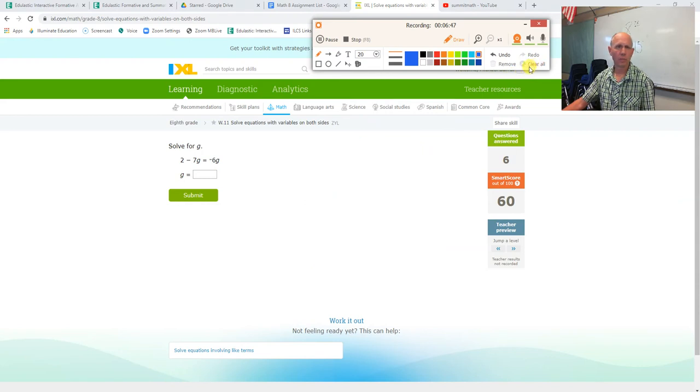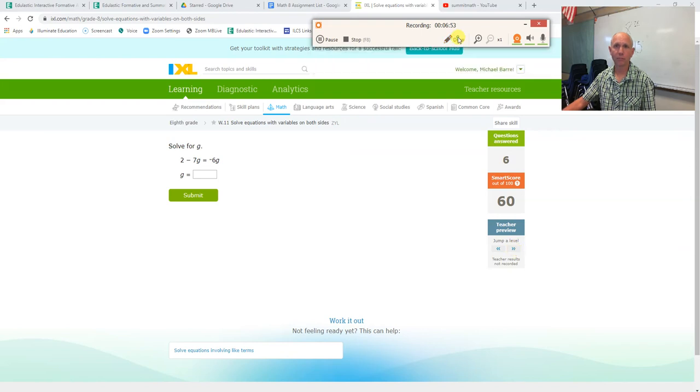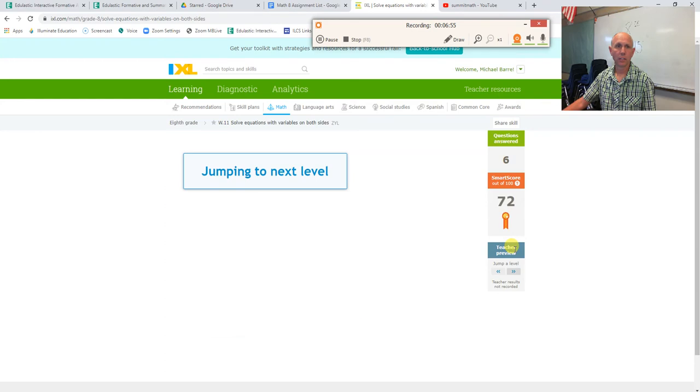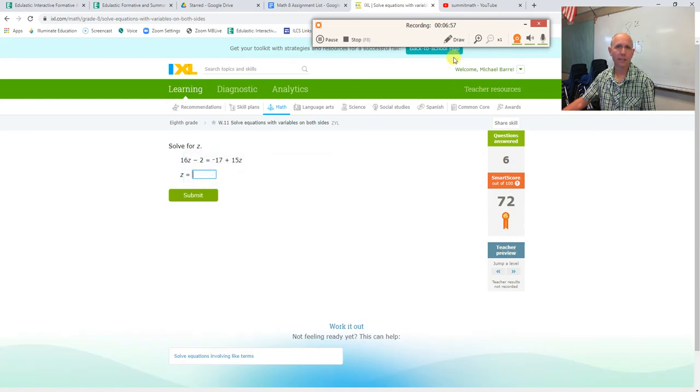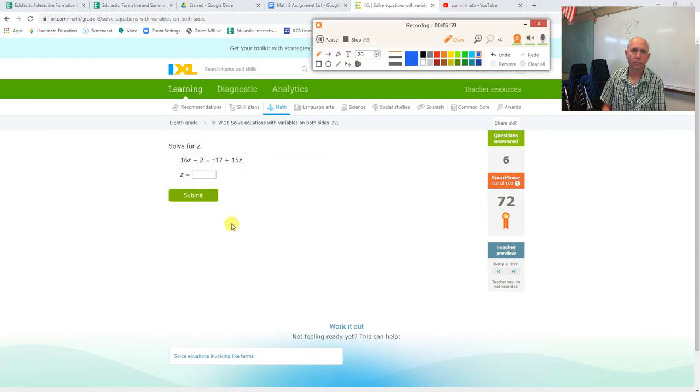Let's jump a level. I don't see anything crazy happening there. Is there no level to jump? Oh, I'm still on drawing. 72. I don't see it getting too crazy here. Bigger numbers. 16z minus 2 equals negative 17 plus 15z.